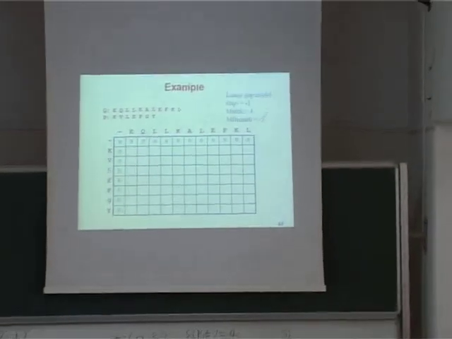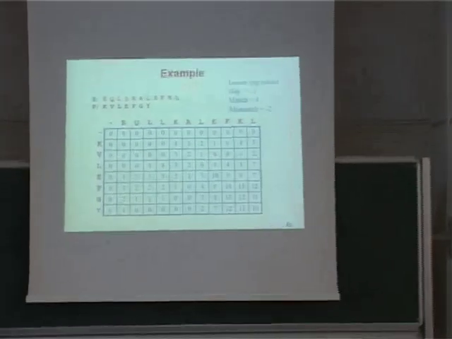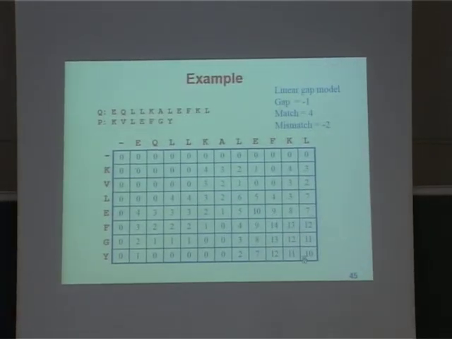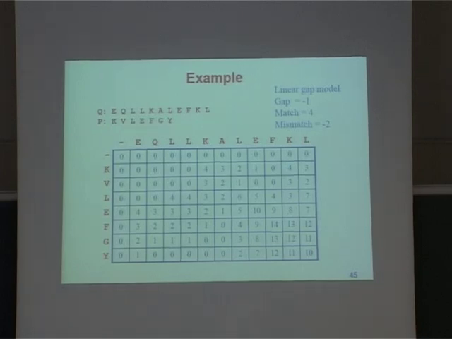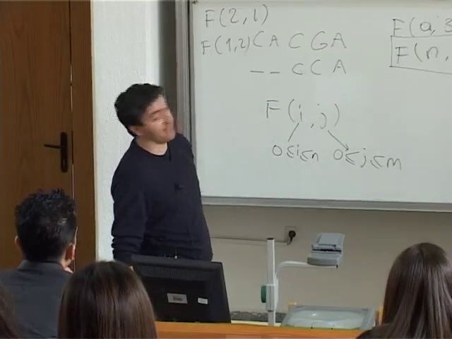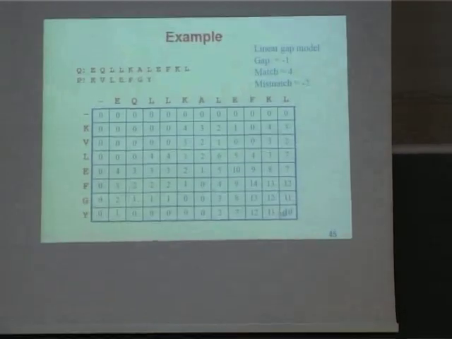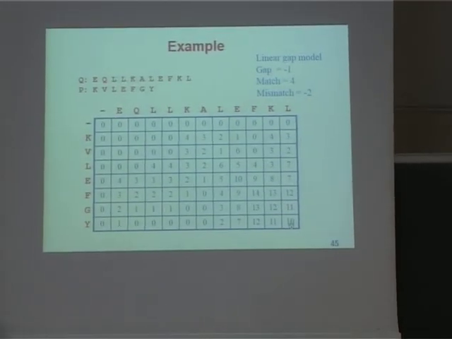If I give you a table like this, the final entry is 10. The optimal score of aligning is 10. Now, what is the alignment? How can we find the alignment? Yes? Yeah, we need to trace back from this cell. We need to first ask this: this 10, from which of these neighboring cells did we obtain this 10?